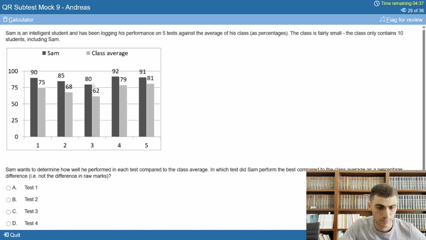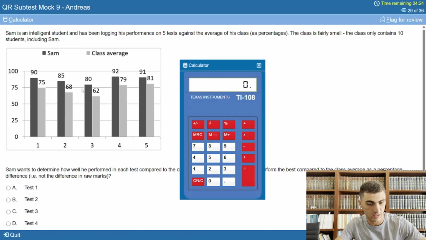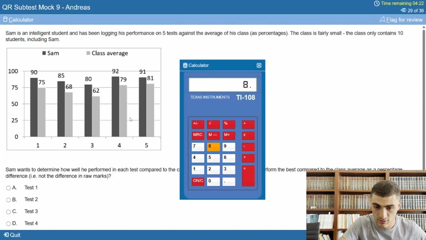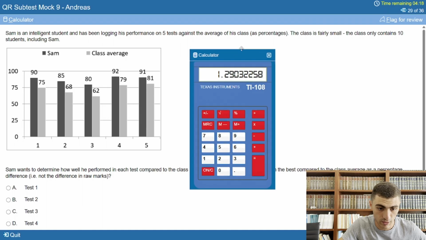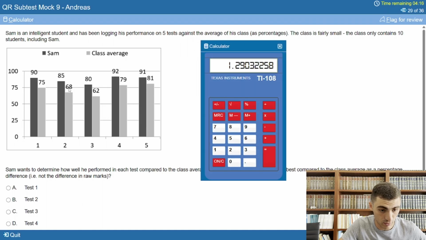So it cannot be test 1. This one, I don't, so it's 18, their difference, 18 is only a multiple of 62, so let's drop this one. Well, these two seem too small, so I'm not going to test them, so I guess I'm comparing test 2 with test 3, so 80 over 62 is 1.29, which is greater than 1.25 that we found here, so the answer is test 3.